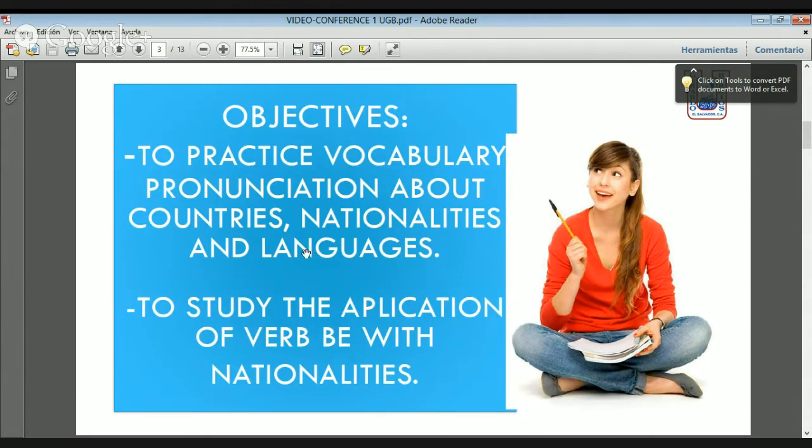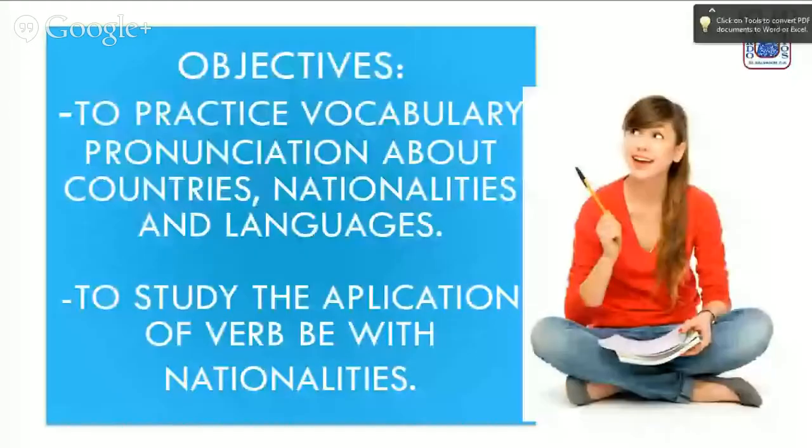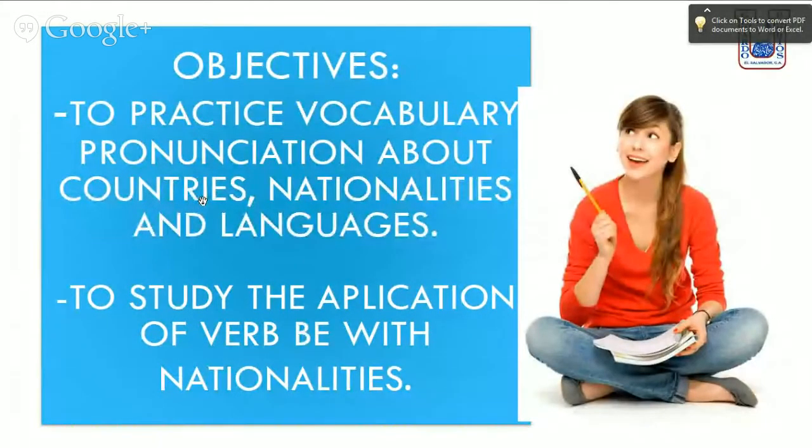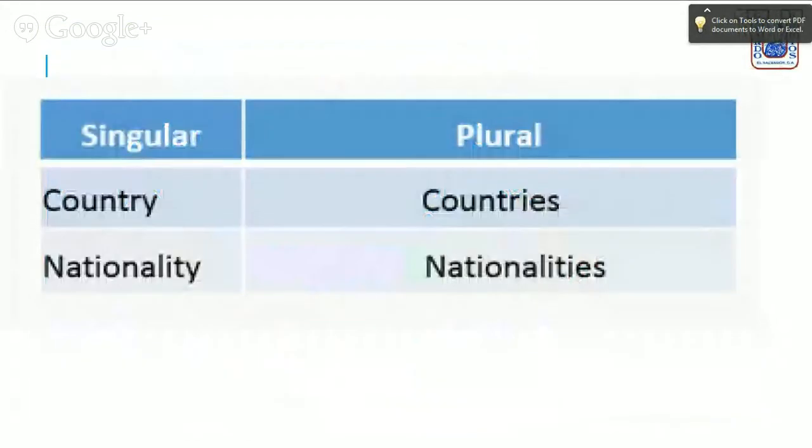El objetivo número uno es to practice vocabulary pronunciation about countries, nationalities, and languages. Also to study the application of verb be with nationality. Es muy importante que veamos el primer objetivo. So, to practice the pronunciation is really important. Pero primero, I want to show you this.